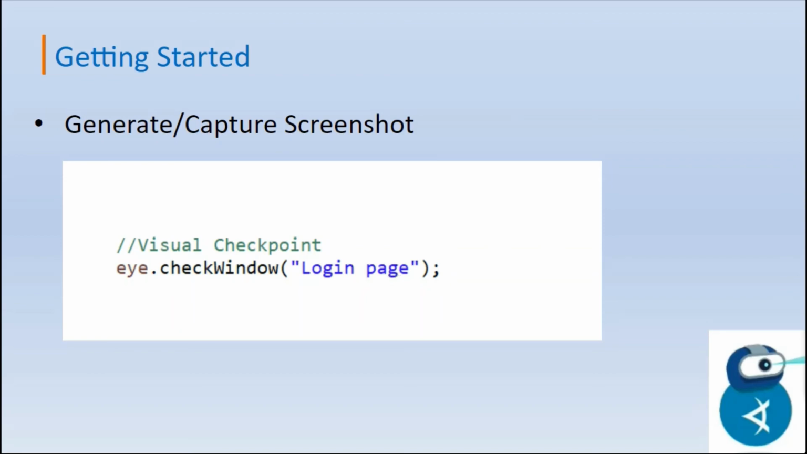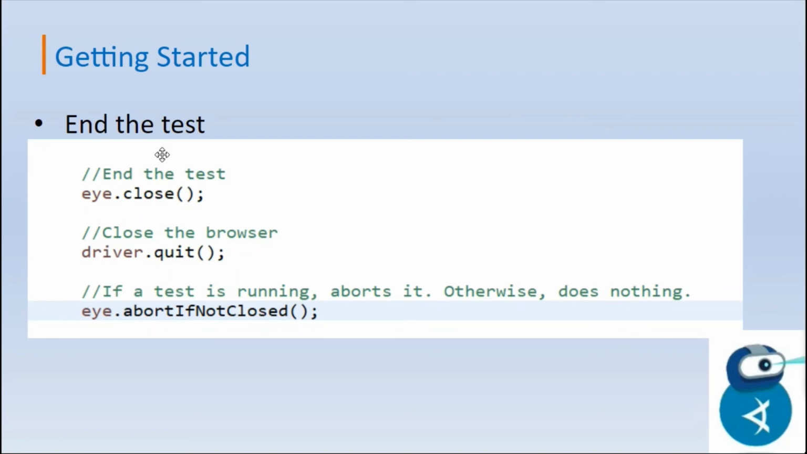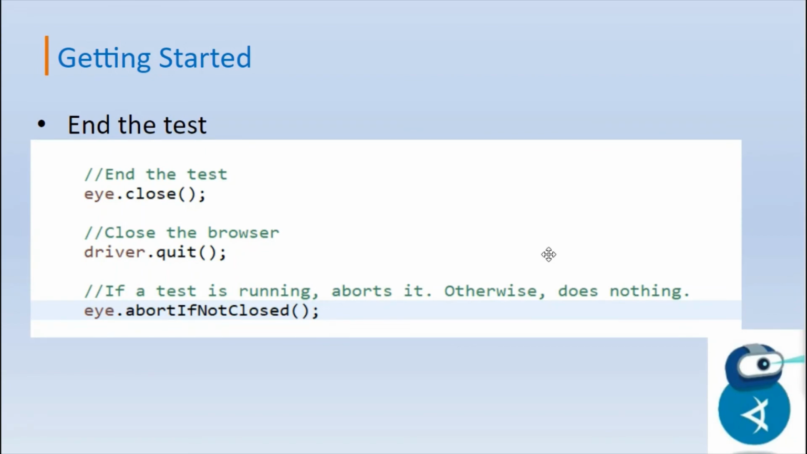After that, we are simply ending the test case. So eyes.close, guys, this is mandatory, you have to close the test, then only it is going to capture the screenshot. Then driver.quit, and then there is one more method, eyes.abortIfNotClosed. If the test is still running, it is going to abort it, otherwise it will do nothing. These were the simplest methods that you require if you want to add visual validation in your script. These are the basic methods that you would require. In this video we are going to cover up to this only.